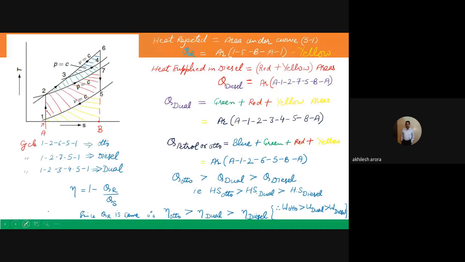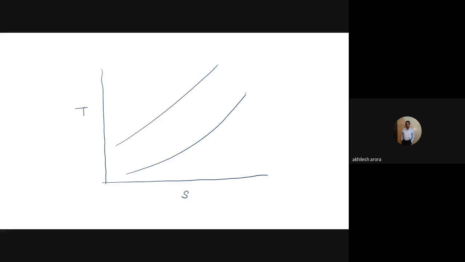Just a minute, I will change the color. So this is the TS diagram which I am going to draw here. I have chosen two constant volume lines. This represents V1, this represents V2, and both are considered constant along these curves.